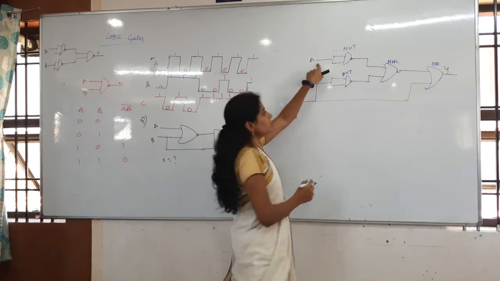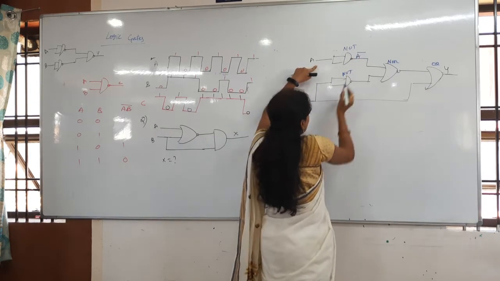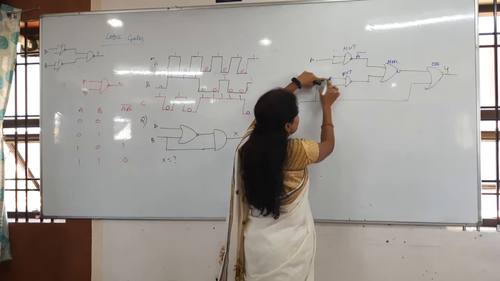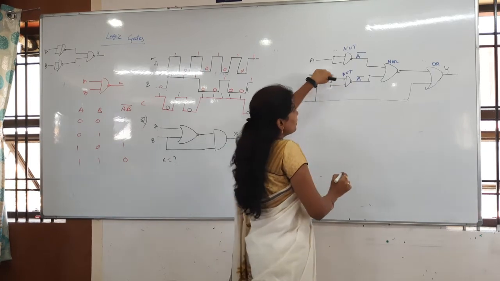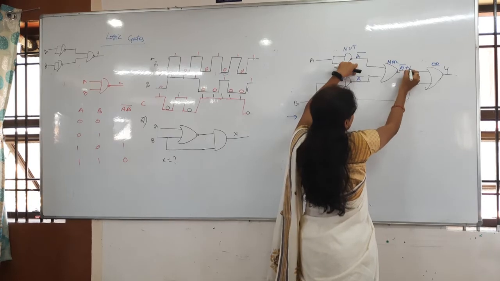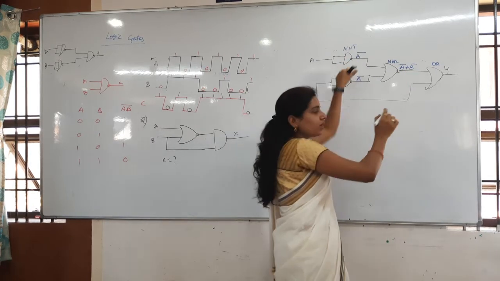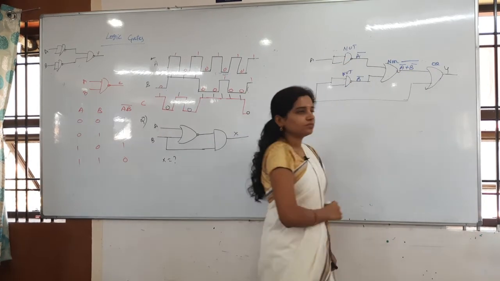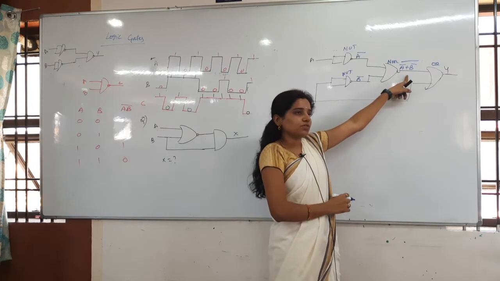Then here A is there. Here what is the output? A bar. Here how much is going? B. So that output is how much? B bar. I am giving A bar plus B bar, for which gate am I giving? NOR gate. So what will we get? Whole bar.